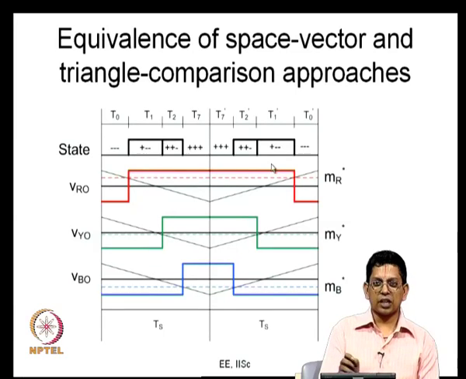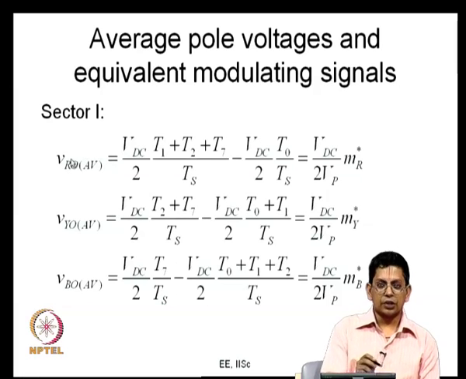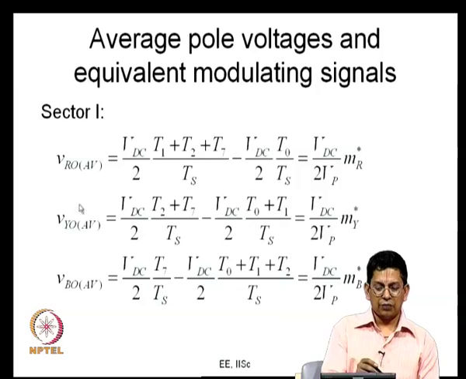So, these switching instance can not only be arrived at by starting from the voltage reference vector, taking a sample of the voltage reference vector, calculating the values of dwell times and outputting the inverter states. You can also go the other way. You can also start from these equivalent modulating signals and compare them with the triangular carrier. So, what these equivalent modulating signals are is a question which you can find out. VRO average, as I told you, is a scaled version of MR star, and VYO average is related to MY star and so on.